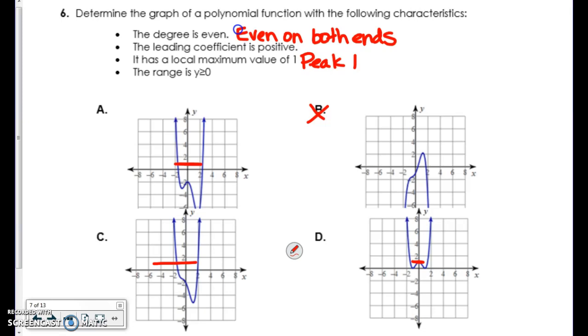Okay. And also, our last bullet says the range Y is greater than or equal to 0. That satisfies that requirement as well. The range doesn't go below 0. It only stays above the x-axis. So D is the right answer.